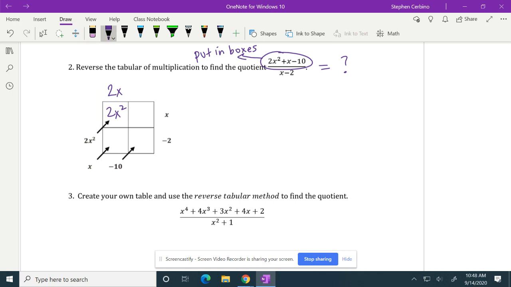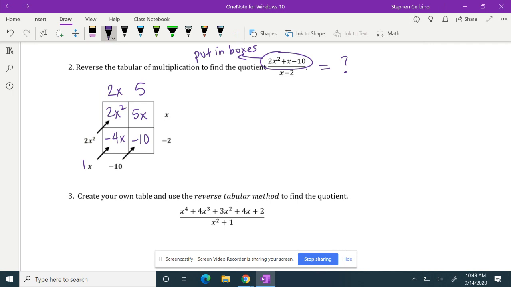Now use those puzzle skills. If I have 2x and I multiply it by negative 2, I get negative 4x. However, I want to add up to positive 1x. That's what I want to be here. So now I have to think, what do I have to add to negative 4 to make positive 1? Well, that would be 5. So 5x. Well, if I make 5 the top of this column, what would that leave this last number to be? It should be negative 10.